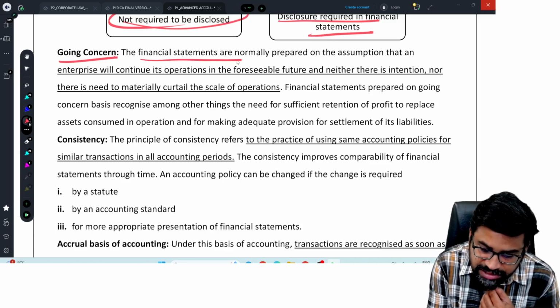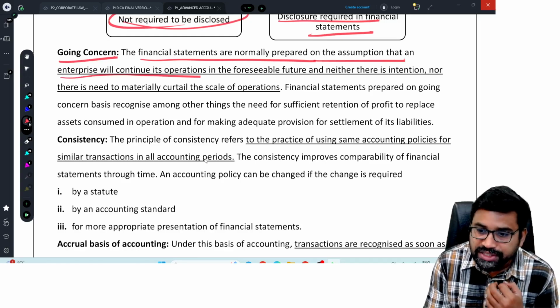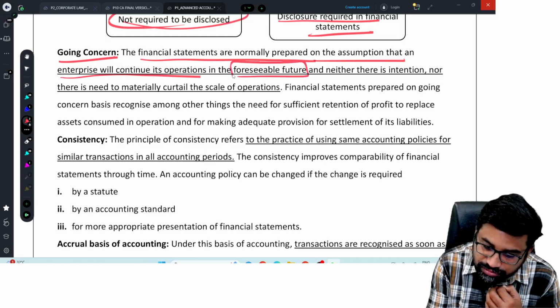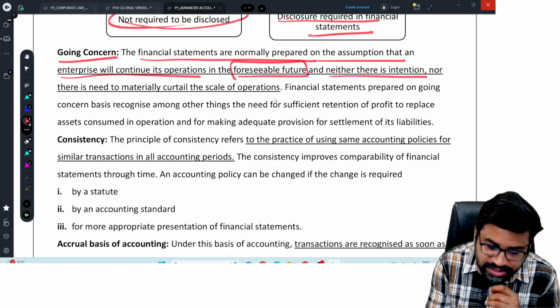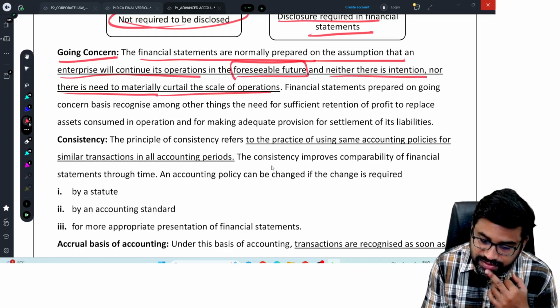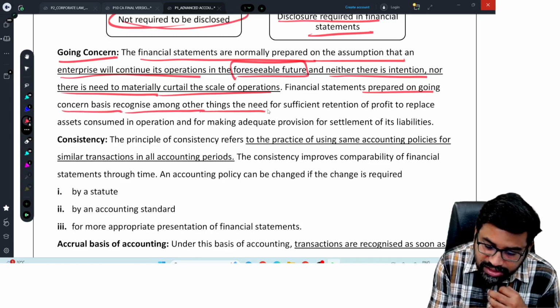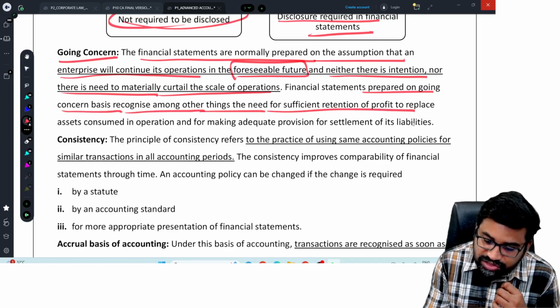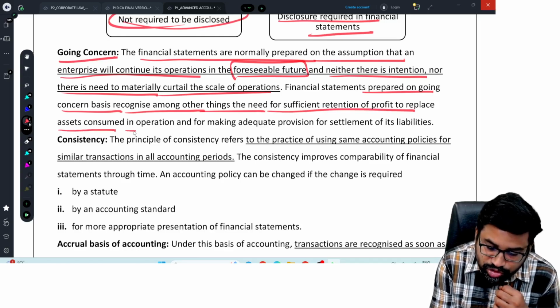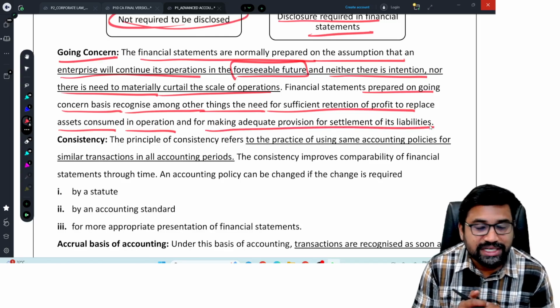The financial statements are normally prepared on the assumption that an enterprise will continue its operations in the foreseeable future, and neither is there intention nor need to materially curtail the scale of operations. Financial statements prepared on going concern basis recognize, among other things, the need for sufficient retention of profit to replace the assets consumed in the operation and for making adequate provision for settlement of its liabilities.